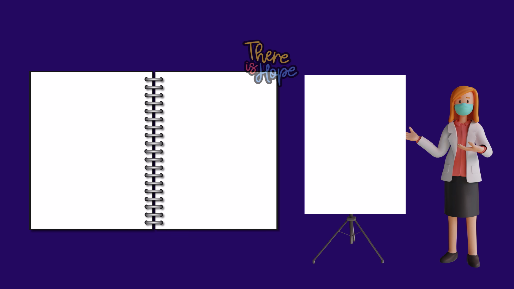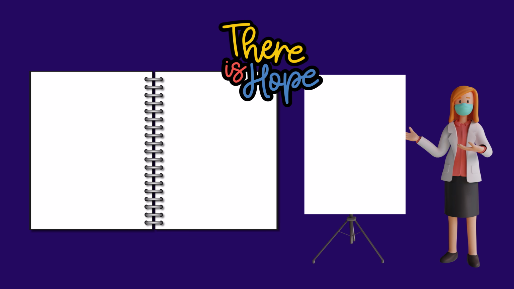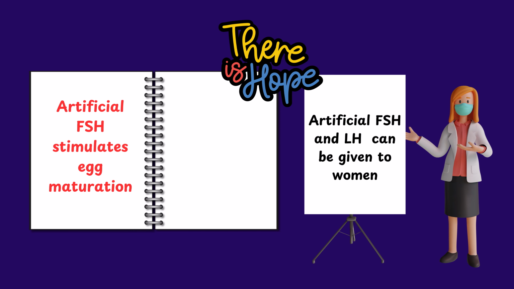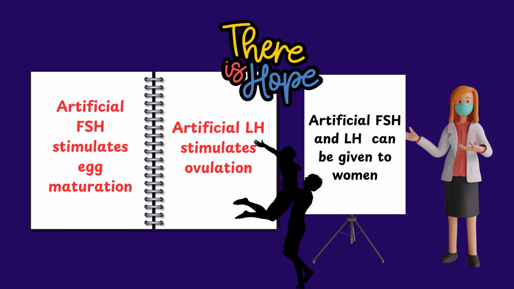There is hope for these couples. For example, if a woman is not producing enough FSH and LH, she could be given artificial FSH and LH in the form of a tablet. The FSH is used to stimulate egg maturation, while the LH is used to stimulate ovulation. And usually after these treatments, the woman becomes fertile.